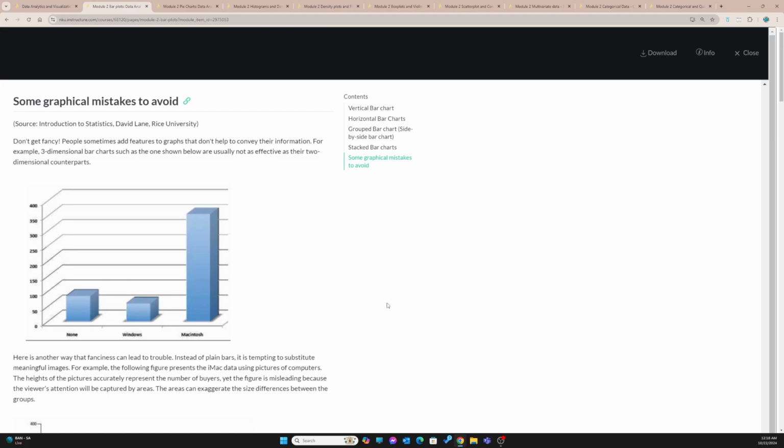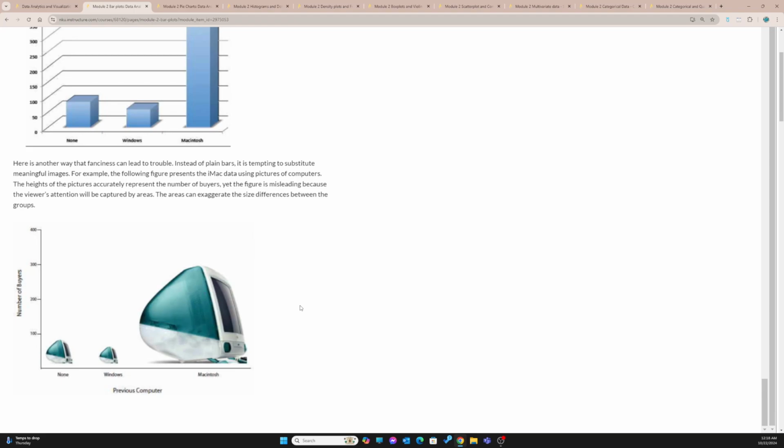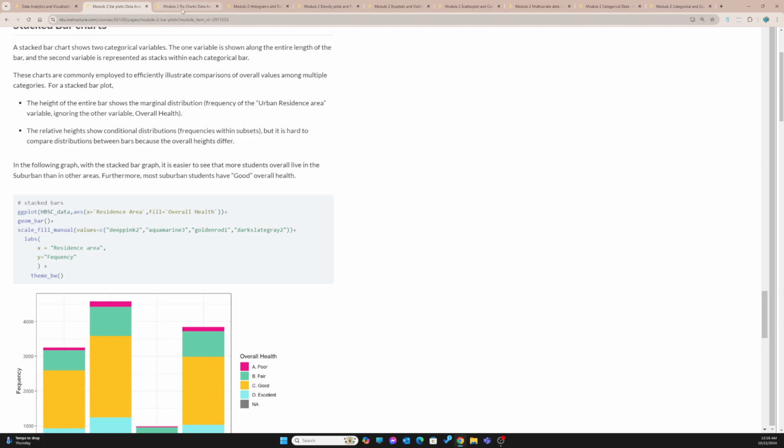Now these are some of the mistakes that you need to avoid. Do not get fancy. People sometimes add features to graphs that don't help convey their information. Like if you can see here, the first one is none, this is Windows, this is Macintosh. It doesn't really make sense if you make it 3D. Does this mean size? It is not as effective. Sometimes not all graphs are effective. You need to be able to figure out what kind of graph is effective. Is this good? Macintosh, if you make a picture instead of that, does that look good? It really does not. So that is all about bar charts.